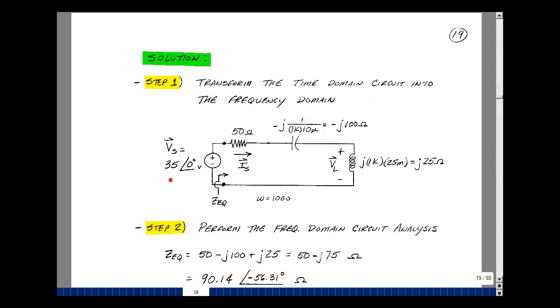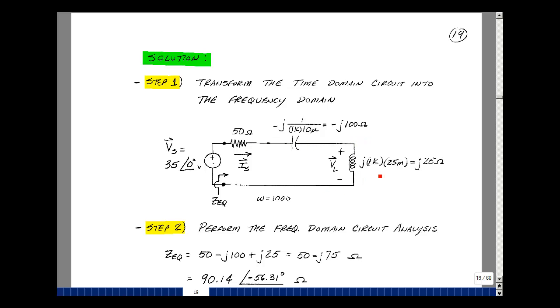So our voltage source was 35 cosine 1000t plus 0. So the magnitude is 35 and the angle is 0. And I wrote down the value of omega here just to remind myself of the value of 1000. A resistor in the time domain is the same in the frequency domain, but a capacitor has an impedance of minus j over omega C. Omega is 1000, C was 10 microfarads, so I get a minus j 100. And the units on this is also ohms.